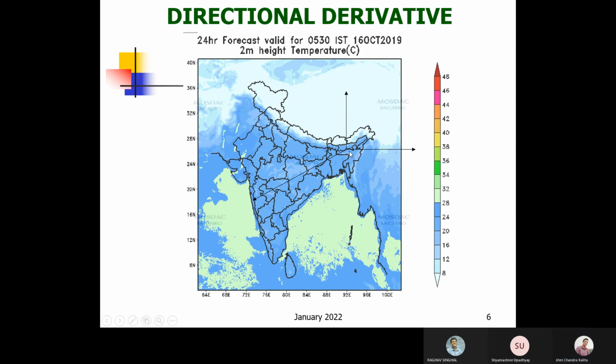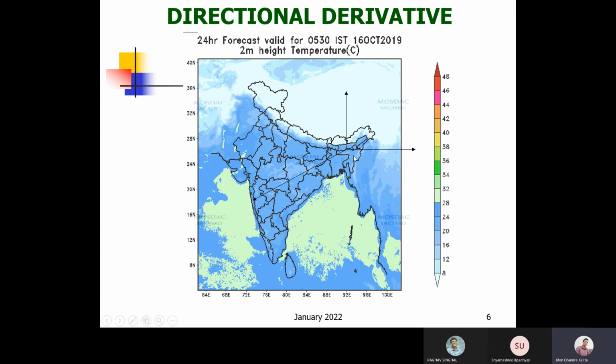Now suppose I am here. You know what this location is? This is your IIT Guwahati. Okay. Suppose this is IIT Guwahati, and because this is all about temperature, I want to find out the rate of change of temperature in the easterly direction. And similarly, if I want to find out the rate of change of temperature towards the northern direction, then I will move up like this, isn't it?